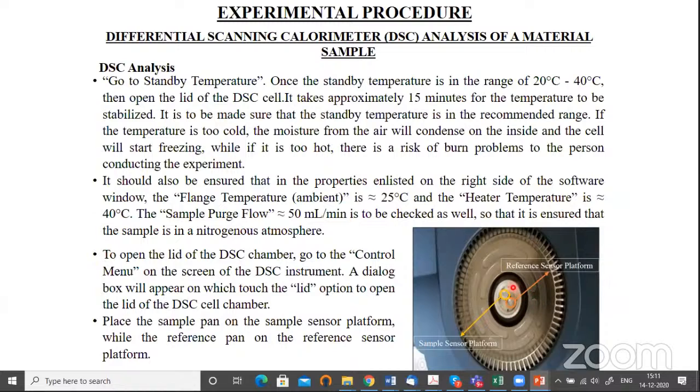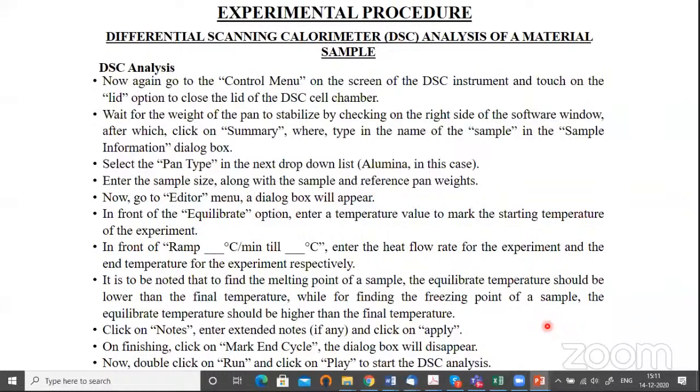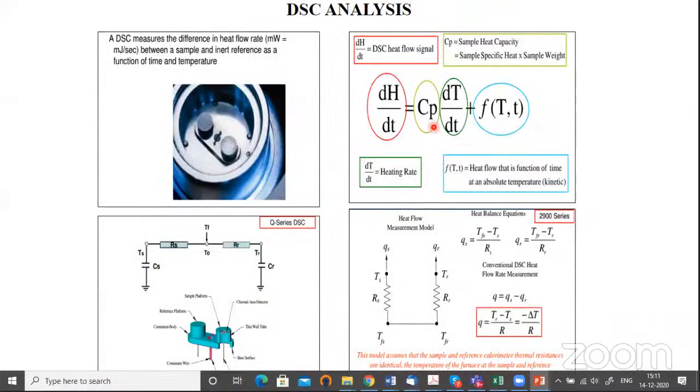Now you provide the same heat rate to both the reference plate as well as the sample plate, and then you find out how much heat is required per unit time, that is the heat rate, to get the overall heat storage capacity of that particular phase change material. So basically, phase change materials act as an energy storage or energy dissipating system.